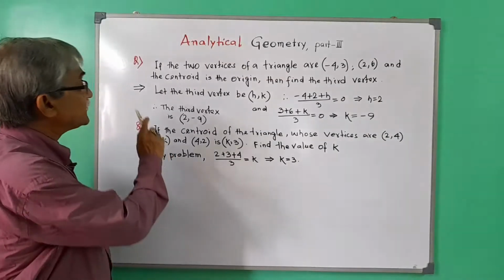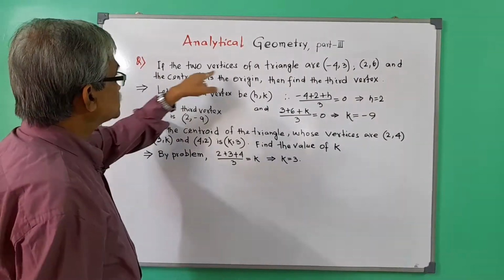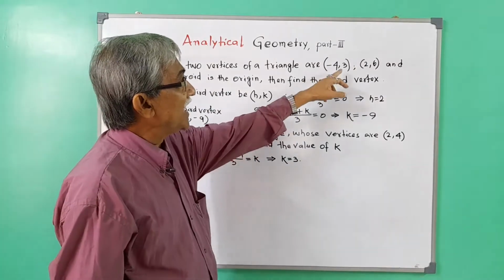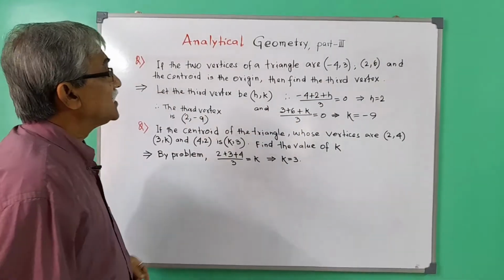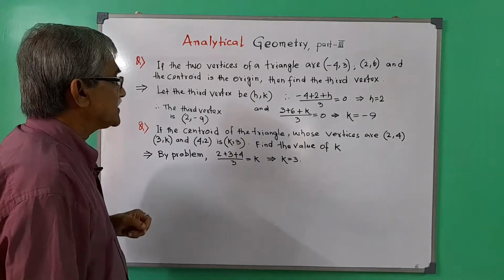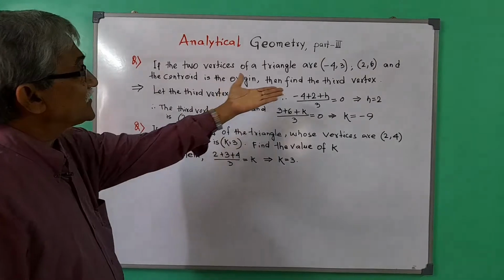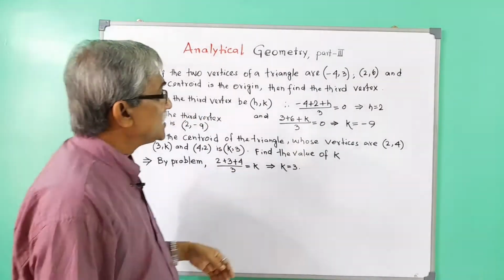Now let us work out two problems. The first question: if two vertices of a triangle are (-4, 3) and (2, 6) and the centroid is the origin, then find the third vertex. Let us consider the third vertex to be (h, k). We do not know it.